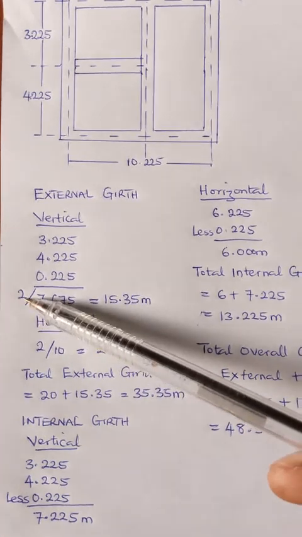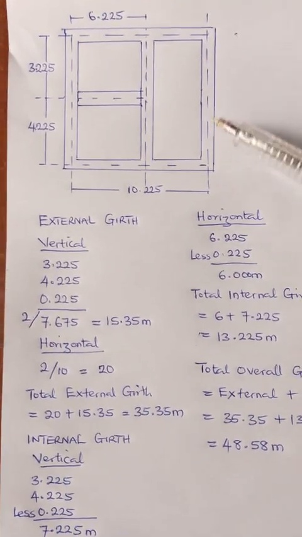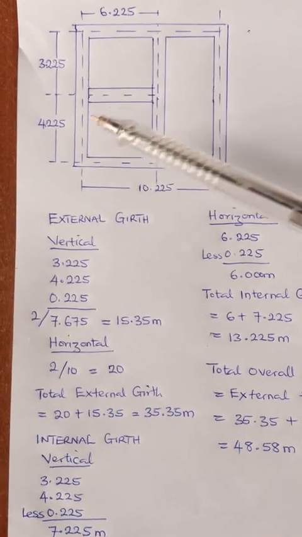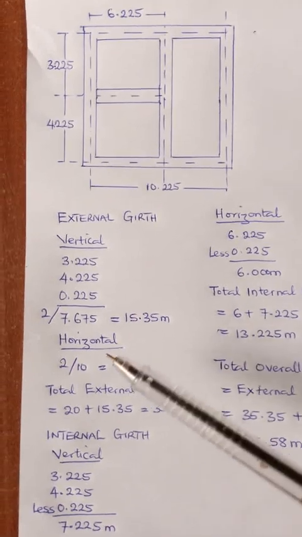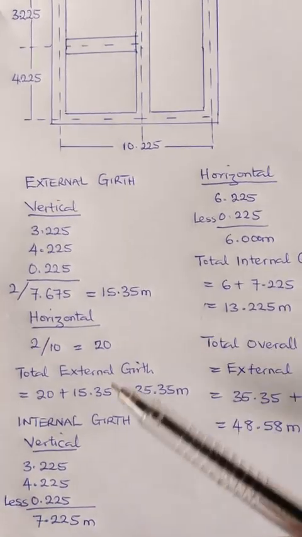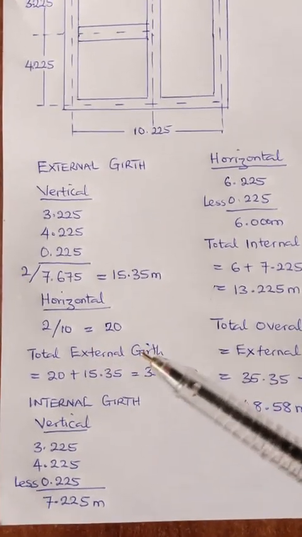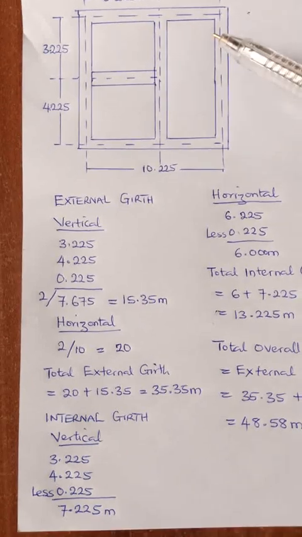Then we multiply by 2, which is for this side and this side, because they are equal. So you multiply by 2 this way and this way, and we have 15.35 meters. Then the horizontal aspect, which is this part and this part.